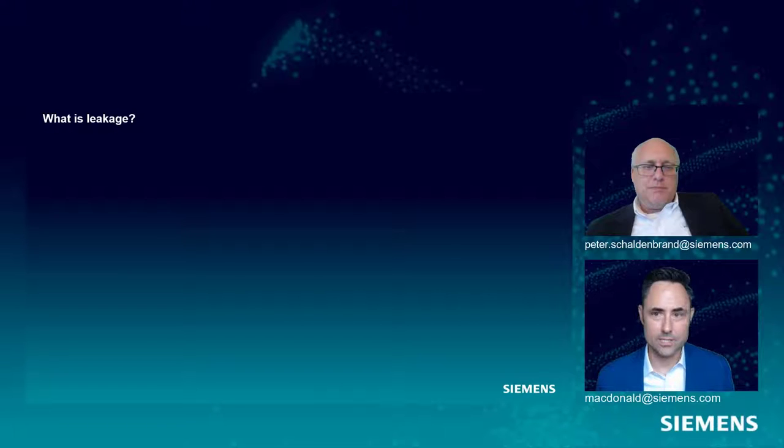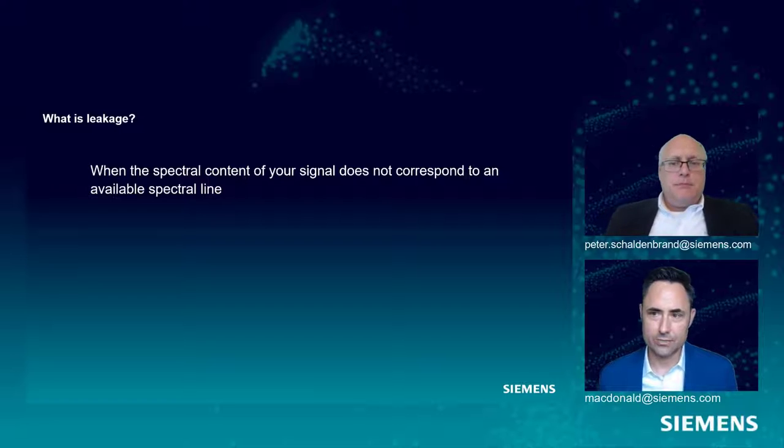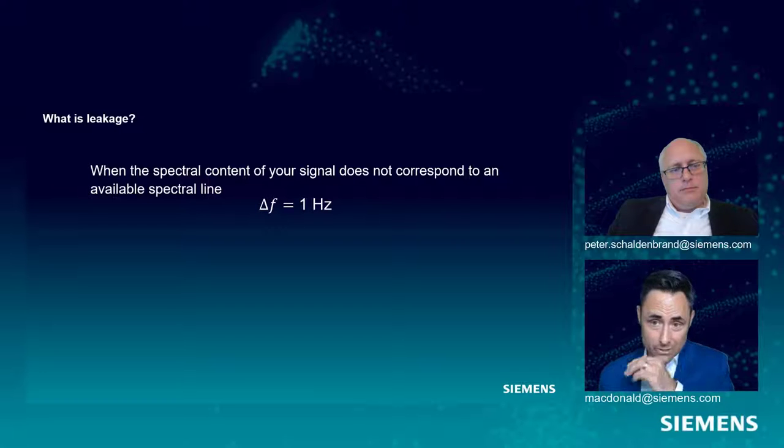Leakage in Windows. So what does leakage mean? Well, we'll define it as when the spectral content of your signal does not correspond to a spectral line that you have available in your analysis. Let's go back to Pete's 1 hertz delta F. He's got 1 hertz delta F. He thinks this is going to get him out of all his problems.